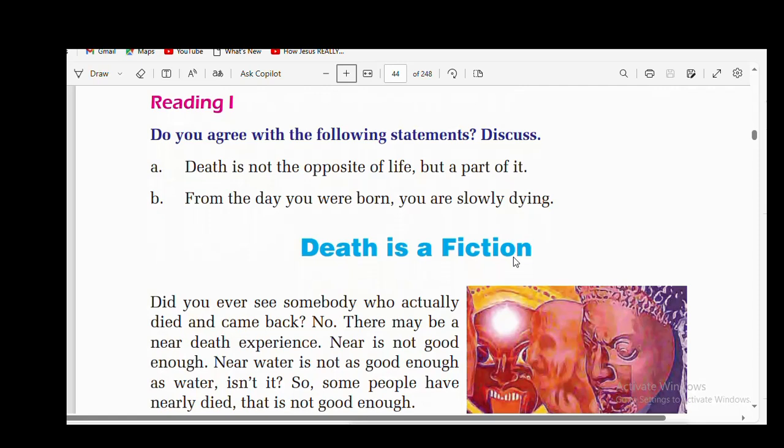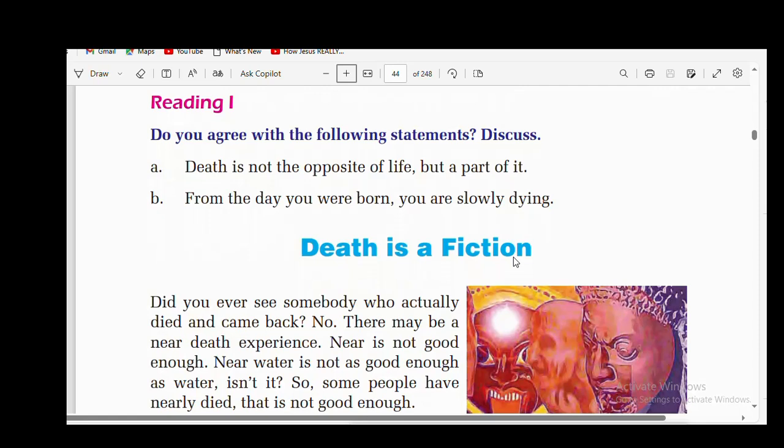So before starting the text, we have two sentences here related to death and life. A. Death is not the opposite of life, but a part of it. Means death is not the opposite of... In many cases, we take death as the antonym of birth. It's not true. According to Sadhguru, death is not the opposite of life, but it is a part of life.